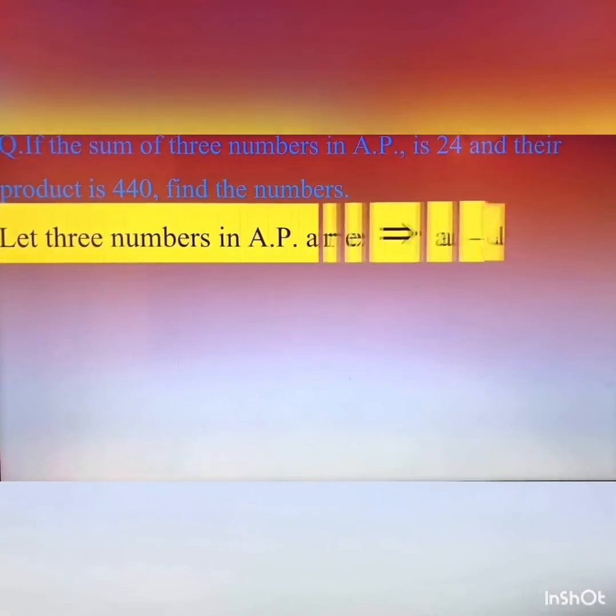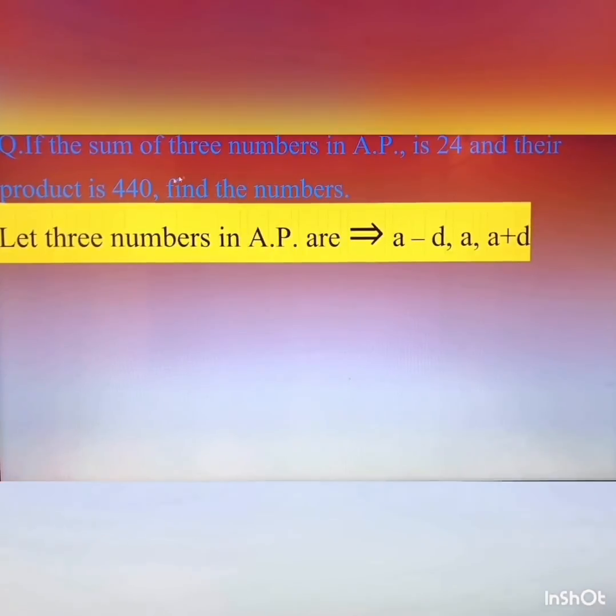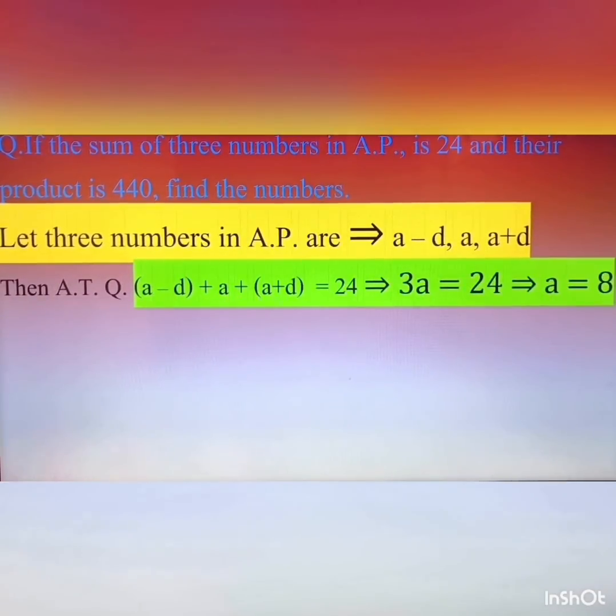Now let us take a question: if the sum of three numbers in AP is 24 and their product is 440, find the numbers. So how can you select three numbers here? This is an application of the selection of numbers in the AP. Let the three numbers in AP be A minus D, A, A plus D. According to the condition, the sum is 24, so A minus D plus A plus A plus D equals 24. D negative and D positive cancel, so 3A equals 24, which means A equals 8.